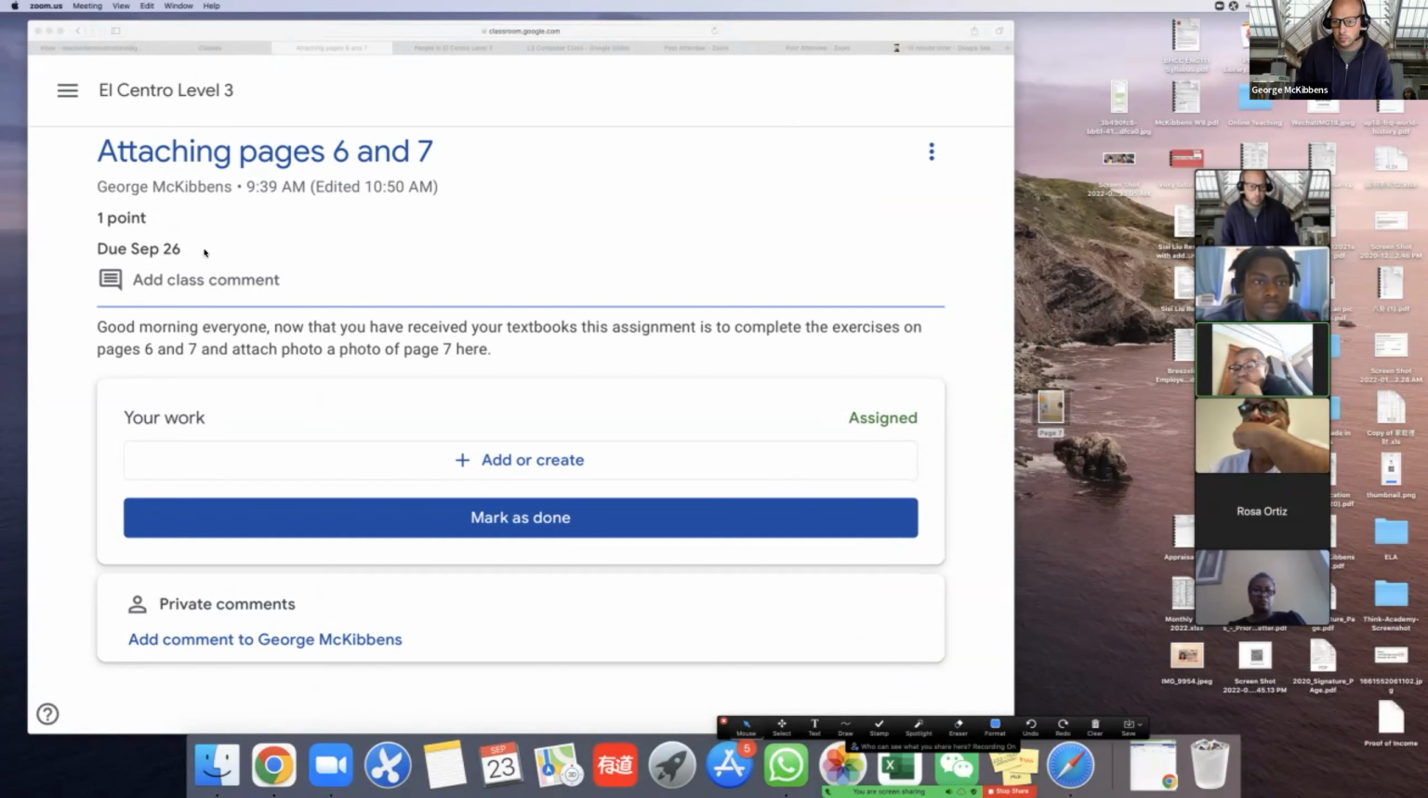Click. So where do I want to click? Add or mark as done? Which one do I want?